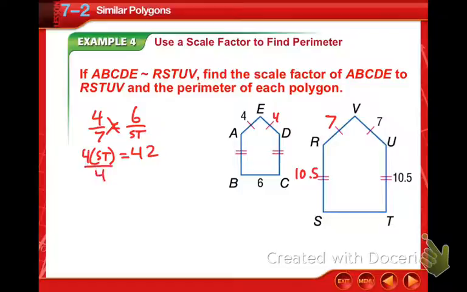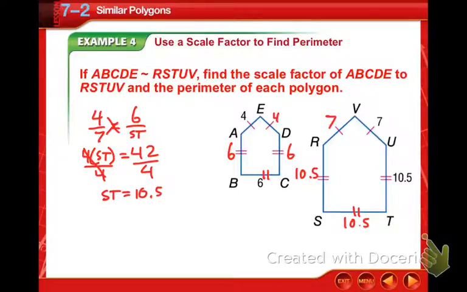When we divide by 4, ST comes out to be 10.5. So we got that ST is 10.5. That means it's congruent to those other 2 sides as well. And since we are similar here, that's the same thing that's going to happen with ABCDE as well. So the bottom is 6. These are also going to be 6. So now we have all the sides of all these figures.